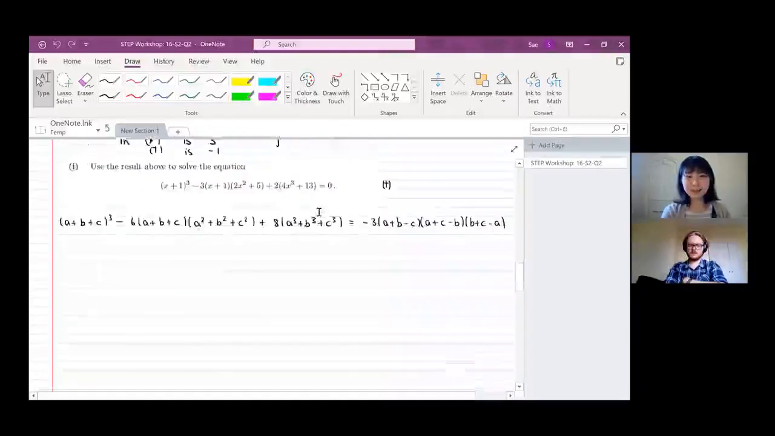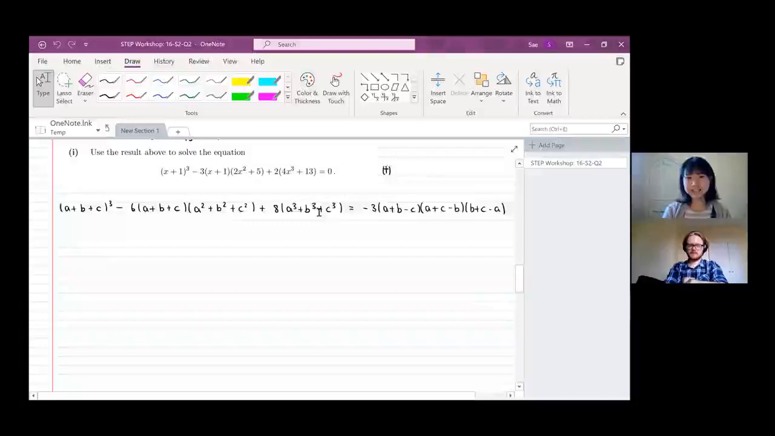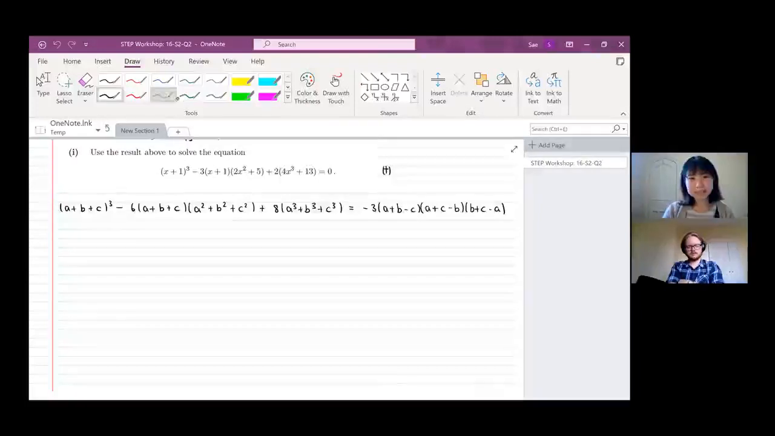Now, the next part of the question is to apply this to an actual polynomial. So we have: use the result above to solve the equation (x plus 1) cubed minus 3(x plus 1)(2x squared plus 5) plus 2(4x cubed plus 13) equals 0. It would be really nice if we could factorize this, because then the answer would be you just look at what the factors are. And so probably we're going to use the result above, which I have written down again here. And now I'm going to clean this up a bit.